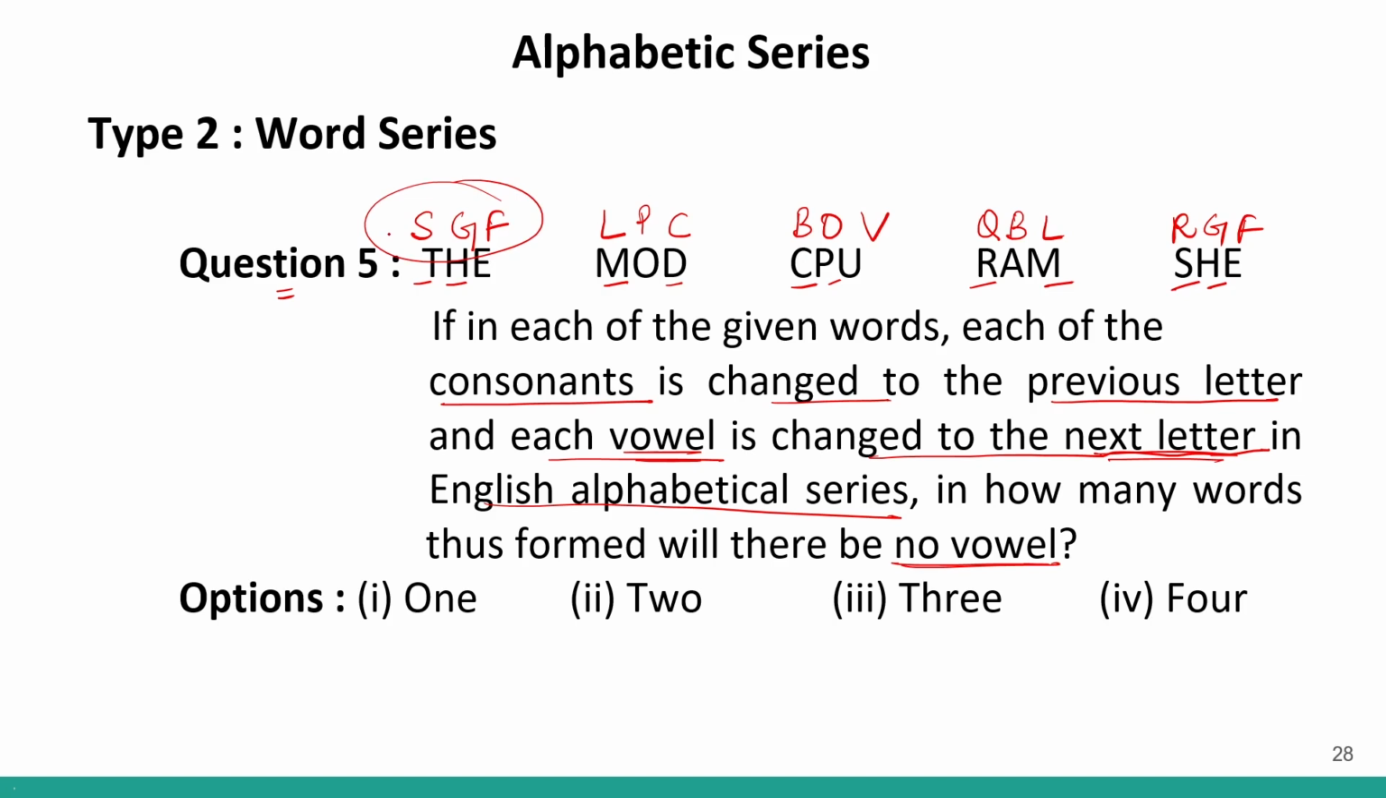In this word I don't see any vowel. In this word also I don't see any vowel. In this we do have a vowel O. In this also I don't see any vowel, and in this also I don't see any vowel. So in 1, 2, 3, 4 words there is no vowel. Therefore my answer will be option number 4, 4. Clear?